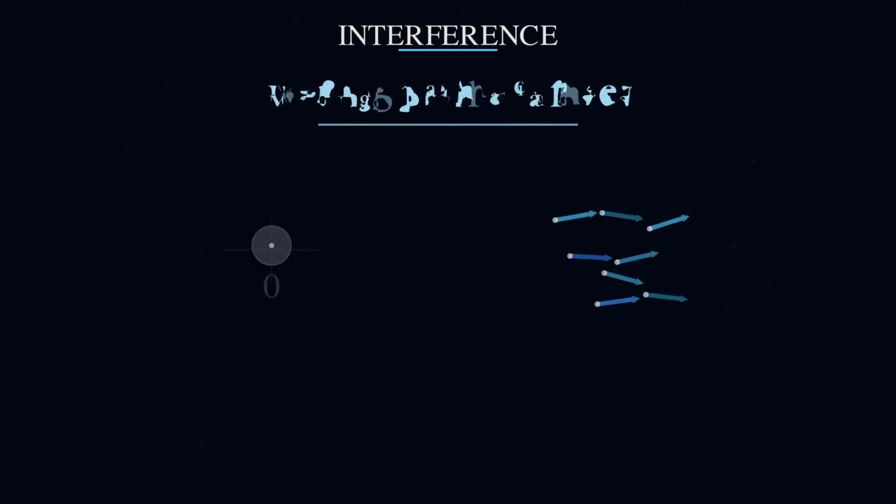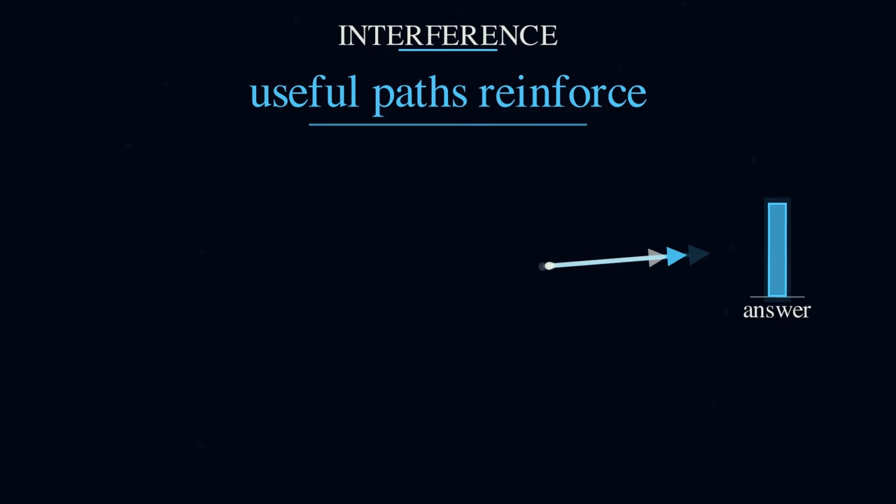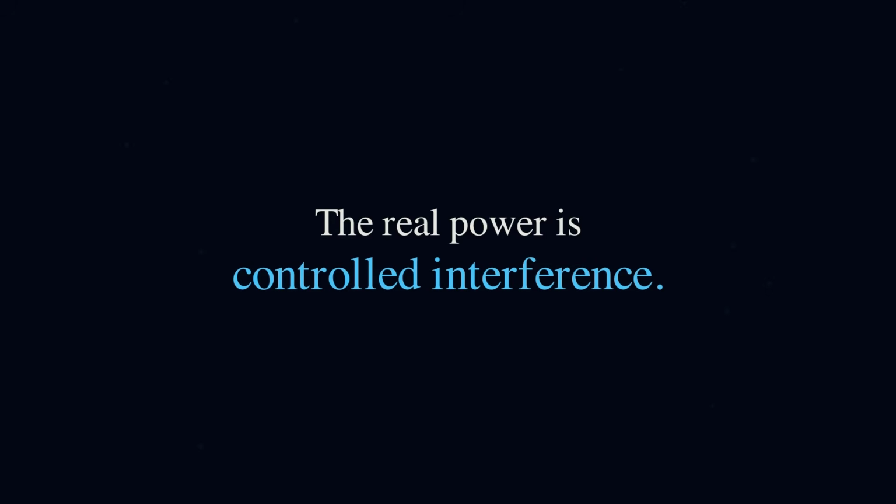A quantum computer is not simply trying every answer at once. The point is more precise. Arrange the amplitudes so the wrong paths cancel, and the useful paths reinforce. The answer appears because the interference pattern was controlled.